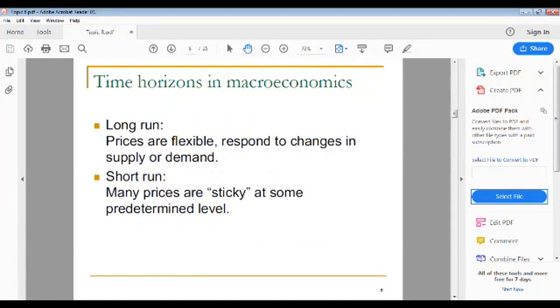You've seen this before, but basically we now need to separate time into two time periods, long run, short run. How long is the long run? The long run is basically as long as needed for prices to be flexible. That's really the defining feature. We have reached the long run when prices can be renegotiated.